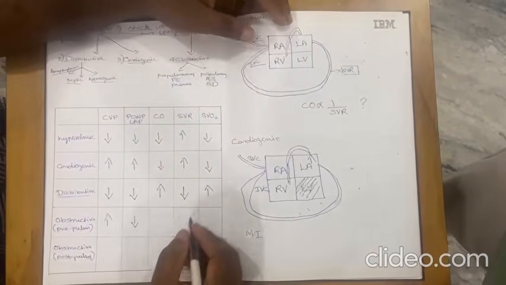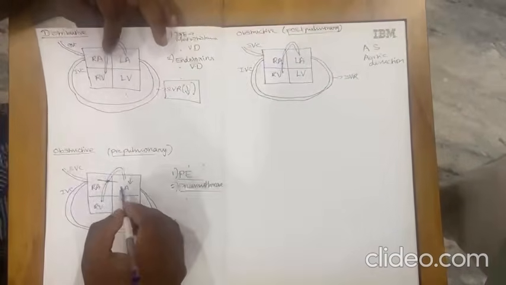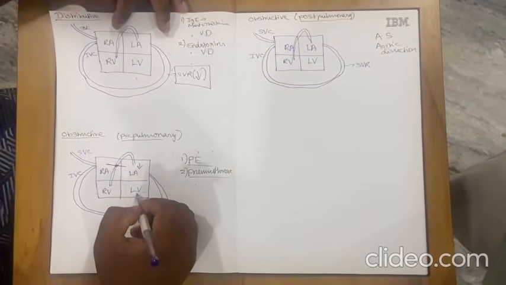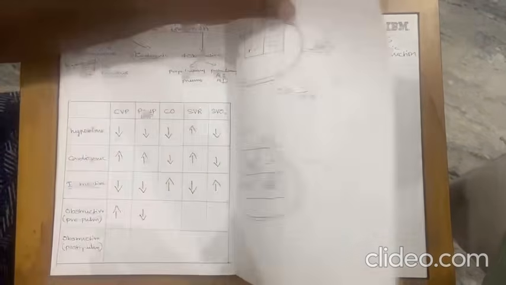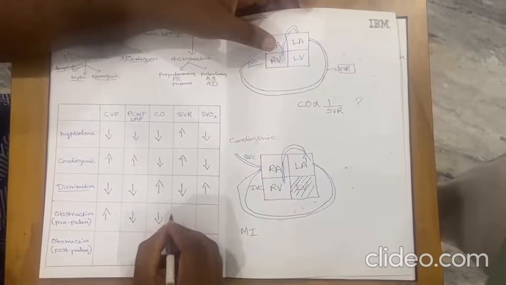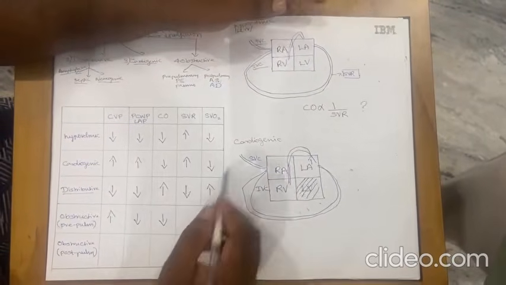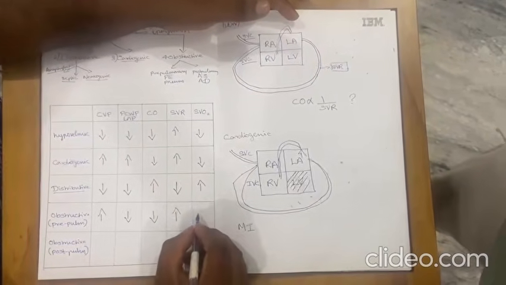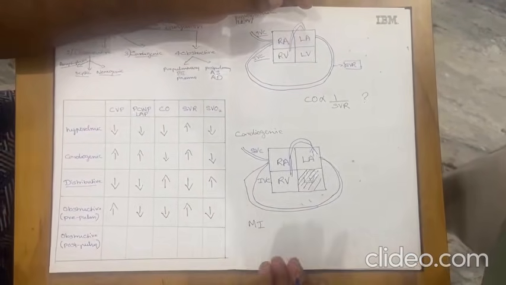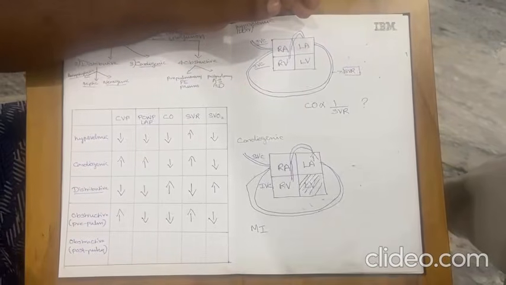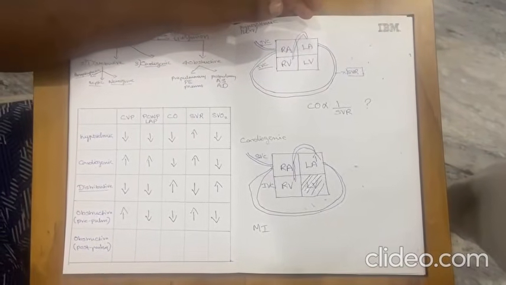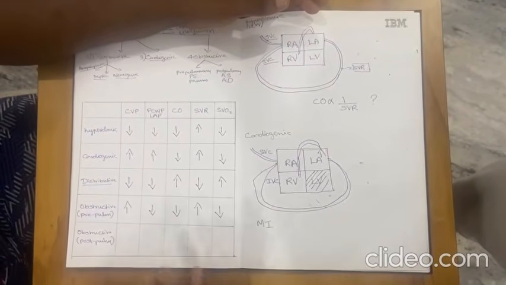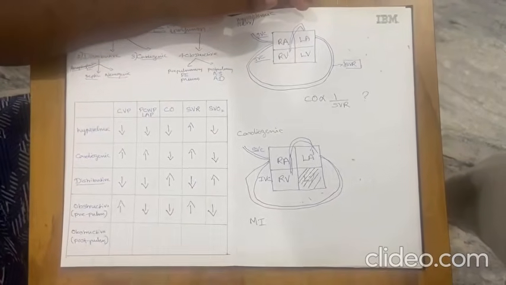Now since less blood is in the left side, less will be pumped. That means cardiac output is decreased. Like I said, it is inversely proportional, so SVR would be increased and SVO2 would be decreased for the same reasons: because it is a shock and less oxygen is present in the veins, since whatever oxygen is available, the tissues are taking it.